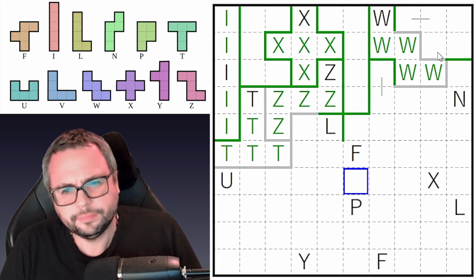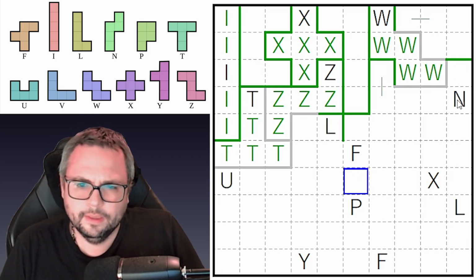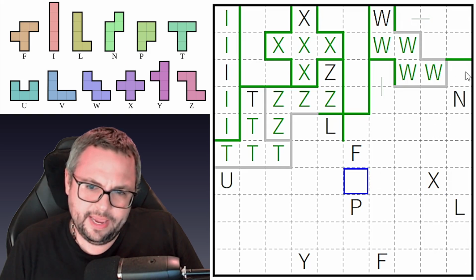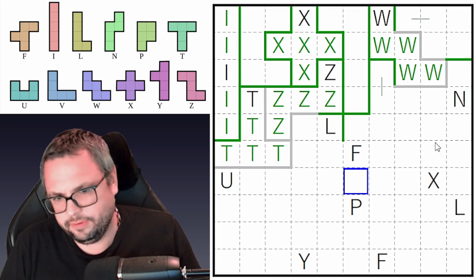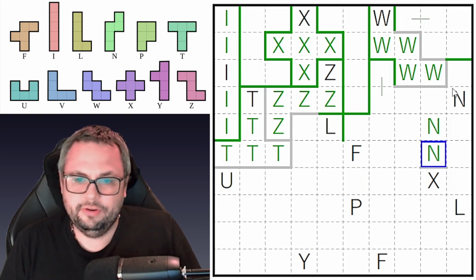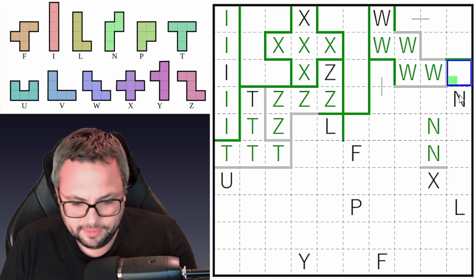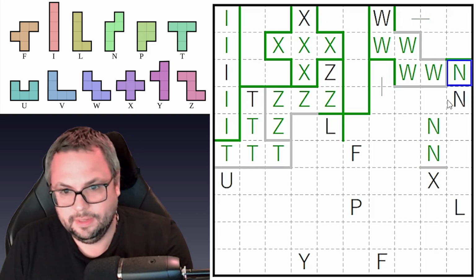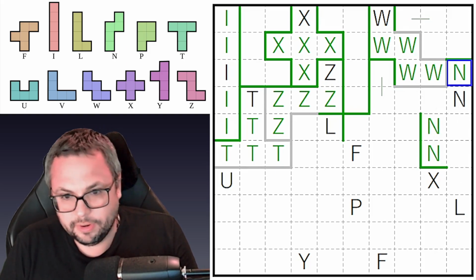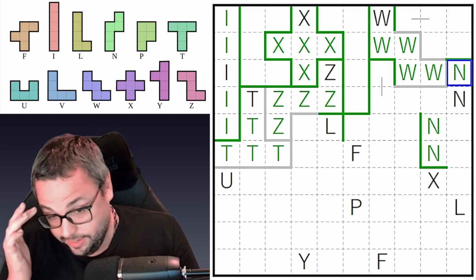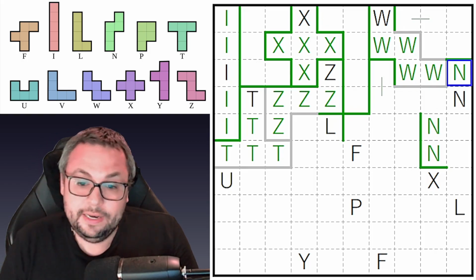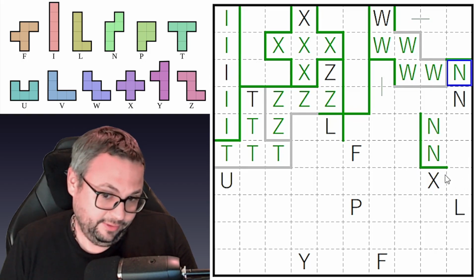Okay. So I guess I know, regardless of which way this N goes, that both of these are going to end up being part of the N. I think it's just a question of, does the N come out here or there is the real question. So there's going to be a border there. There's going to be a border here. Well, now the X definitely doesn't take this cell.